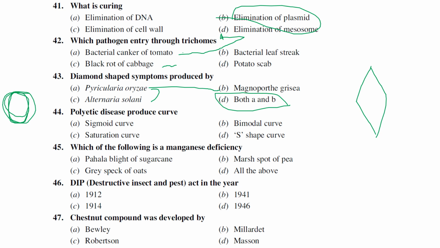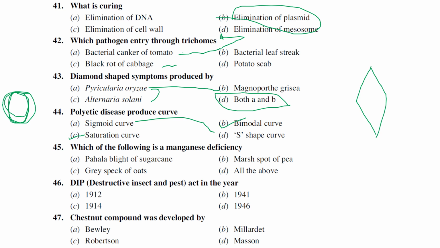Polyetic diseases are produced... In epidemiology, there are monocyclic, polycyclic or polyetic diseases. Polyetic diseases generally produce a bimodal curve. Monocyclic generally produces a saturation curve. Polycyclic, a sigmoid or S-shaped curve. Polyetic, bimodal curve.